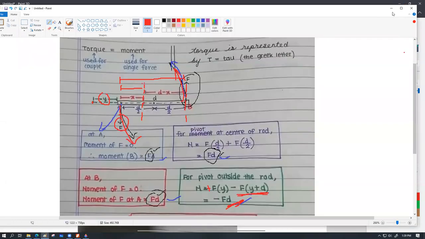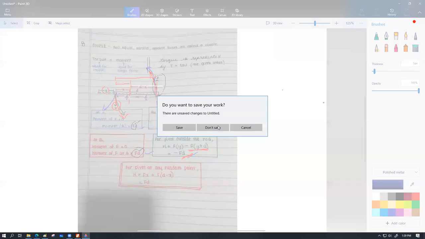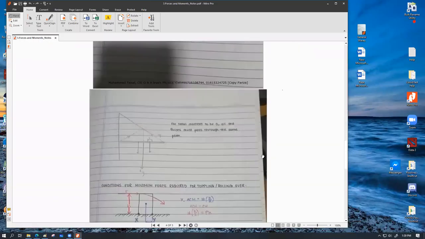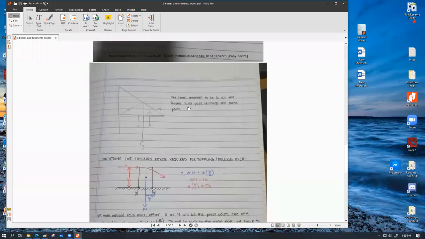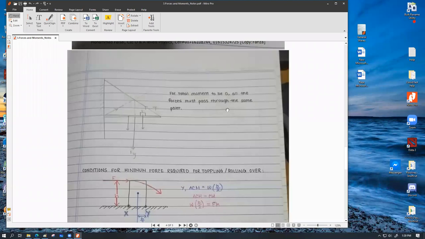So that's the part for the calculation of the moment of these forces. If you go forward, then we have one more shortcut to work with a lot of paper 2 and paper 1 questions, and that shortcut is a pretty simple thing. Have a look. This statement reads, for total moment to be zero, all the forces must pass through the same point. Take a look at this one. For total moment to be zero, all the forces must pass through the same point. Now, what does it mean?